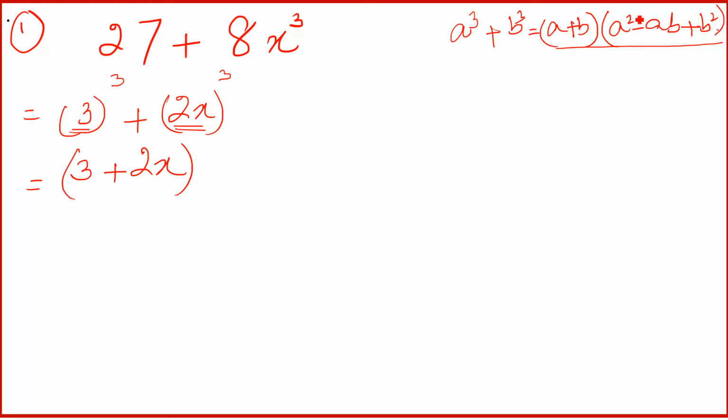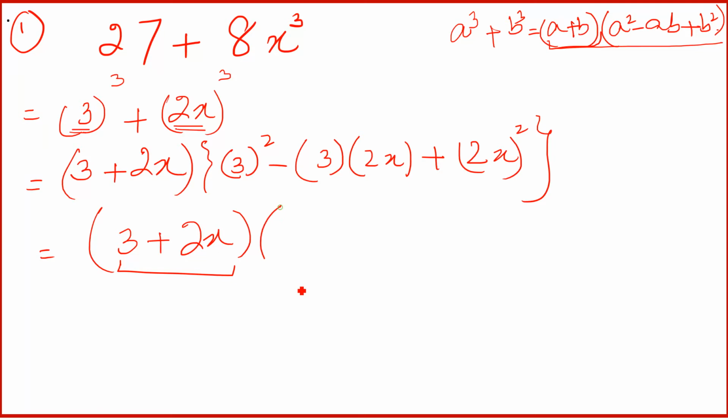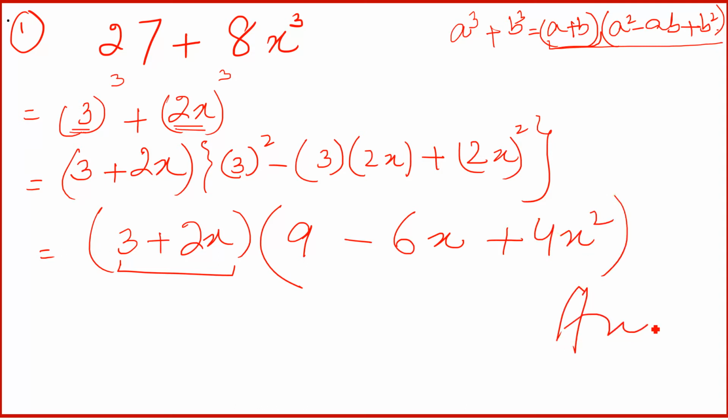And then a square. Okay, I will write down. So what is a? 3 square. Then minus ab, again a we have 3, b we have 2x, and then b square we have 2x square, which is equal to 3 plus 2x. This part is a plus b. A we have 3, b we have 2x. And then this one, a square: 9 minus 6x plus 4x square is the answer.